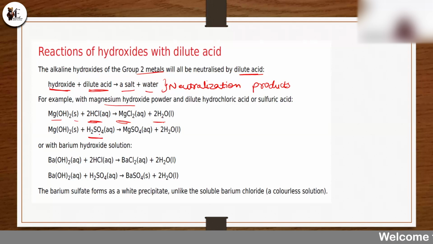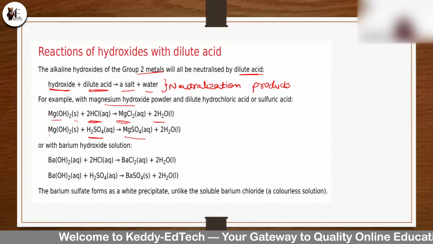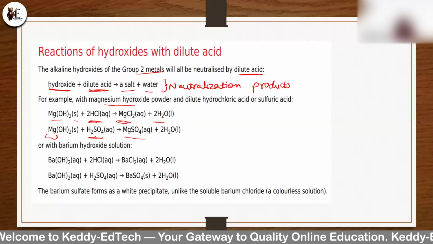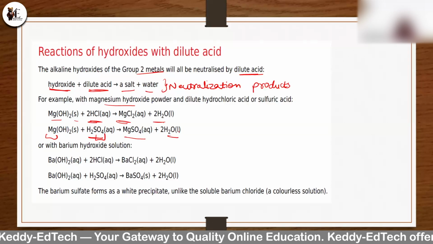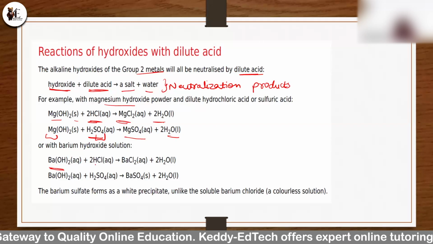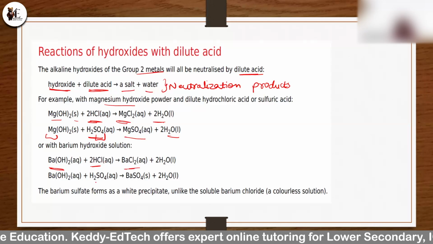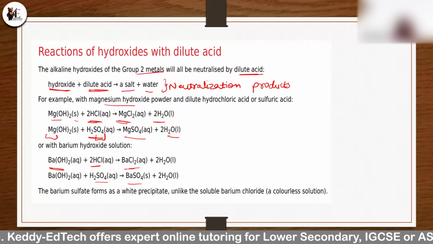Similarly, if we do this in case of H2SO4, sulfuric acid, we have magnesium sulfate, because this is a double displacement reaction which is taking place. The cation of this is attaching to the anion of this, plus water. Similarly, if we see barium hydroxide solution, you should know the products of the reaction. With HCl, you get the chloride, and with H2SO4, you get the corresponding sulfate.